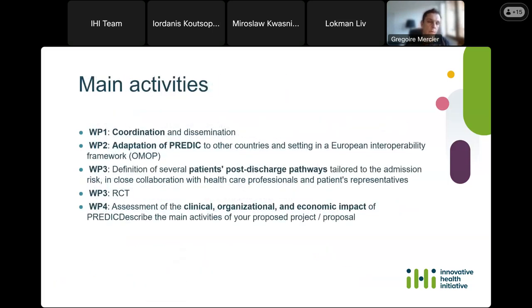So the project could look like this. That's just a proposal, a suggestion, but the most important activities will be to adapt PREDIC, which has been designed in the French setting, to other countries, then to define with a large consortium of stakeholders patients' pathways, and then to implement the RCT in order to assess the impact of this innovative strategy. Next slide, please.